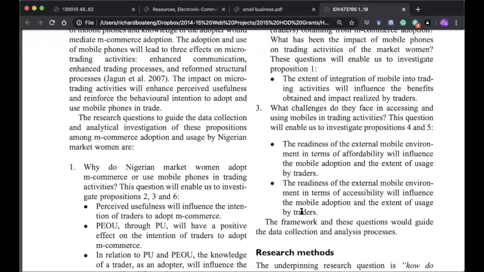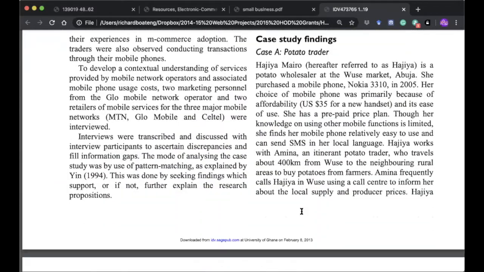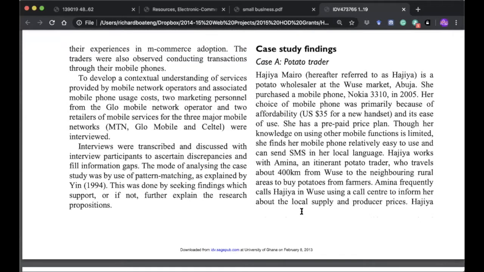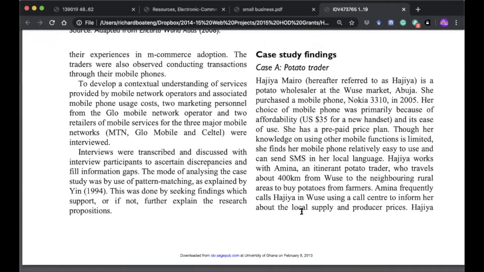Then we go into the literature and we realize that there are different scenarios in which we see someone like Hajia trying as much as possible to learn how to use the mobile phone and buy phones that she can easily use and she can easily afford. Look at this one. Hajia Myro, hereafter referred to as Hajia, is a potato wholesaler at Wuse Market, Abuja. She purchased a mobile phone, Nokia 3310. Remember what 3310 is? In 2005, her choice of mobile phone was primarily because of affordability and ease of use. Can you see it? Affordability and ease of use.